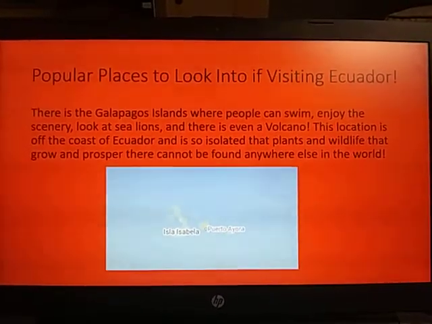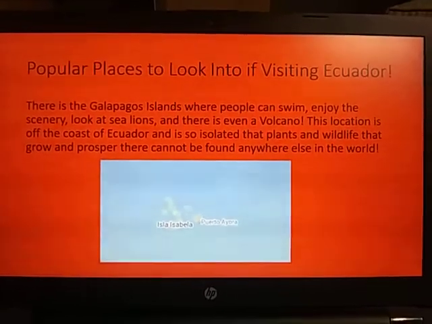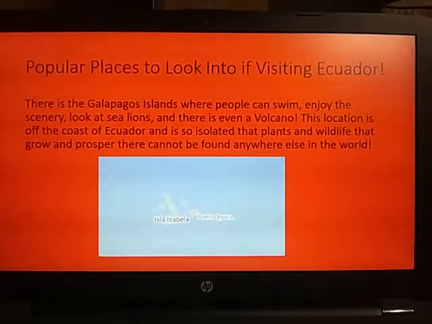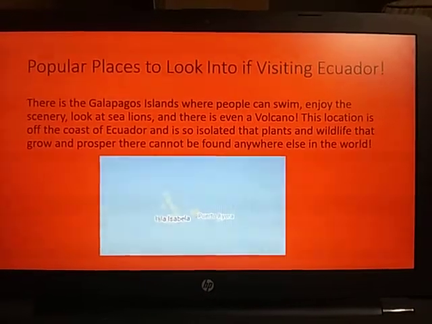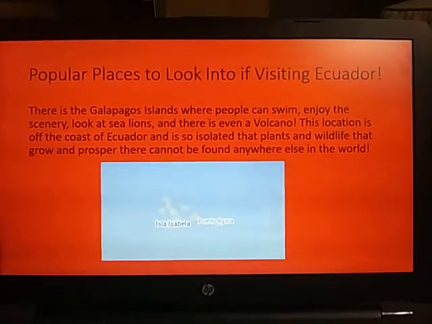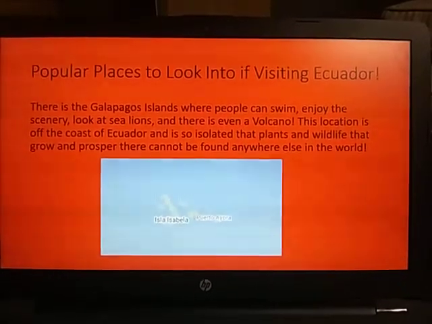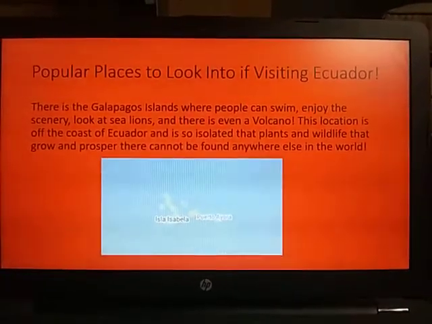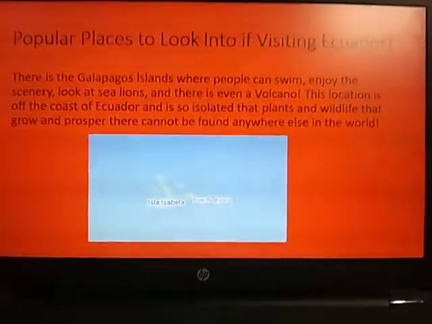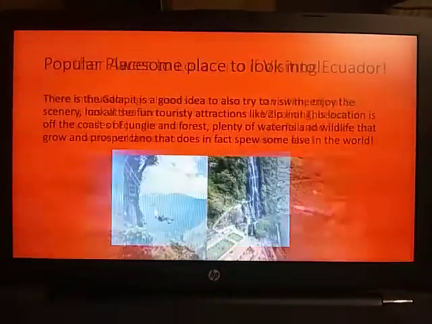Some popular places to look into if visiting Ecuador. There is the Galapagos Islands, where people can swim, enjoy the scenery, look at sea lions, and there is even a volcano that is active. This location is off the coast of Ecuador and is so isolated that plants and wildlife that grow and prosper there cannot be found anywhere else in the world. These plants and animals are very rare anywhere else. Here are the islands.